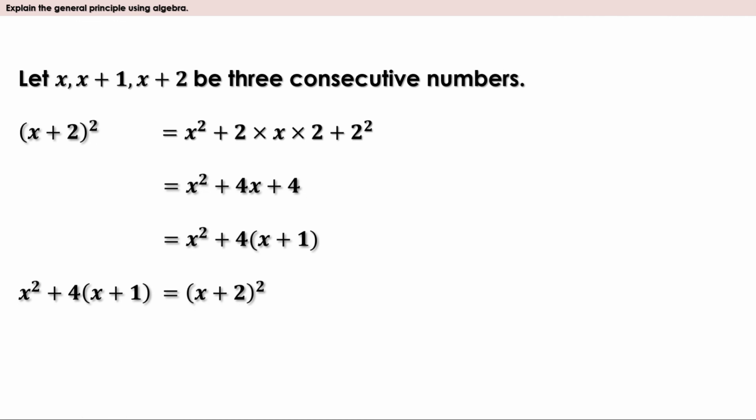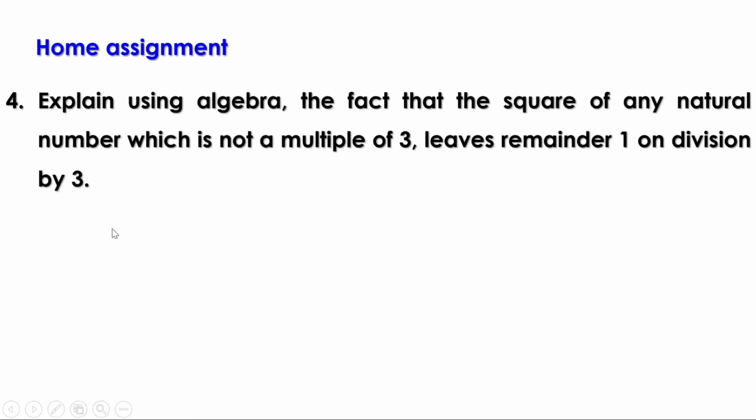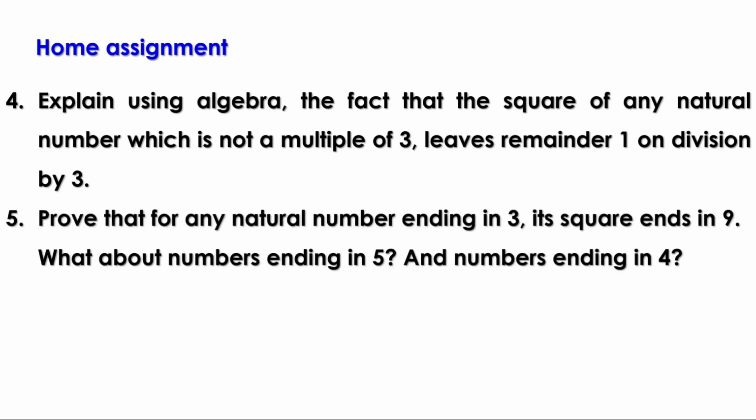Today we have done some problems on page 74. Now there are some homeworks. First one, explain using algebra the fact that the square of any natural number which is not a multiple of 3 leaves remainder 1 on division by 3. Next problem, prove that for any natural number ending in 3, its square ends in 9. What about numbers ending in 5 and numbers ending in 4?